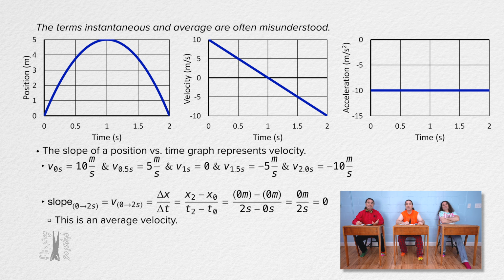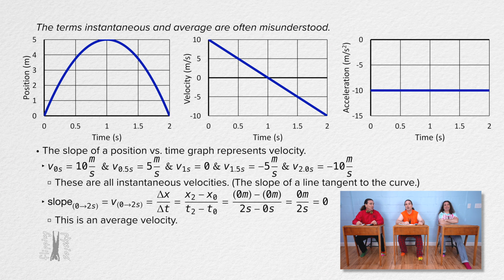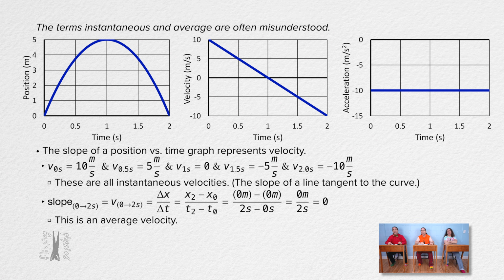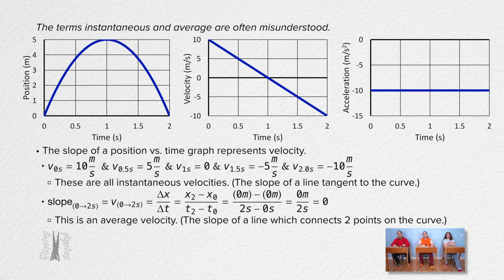And all of the velocities we determined before at 0, 0.5, 1, 1.5, and 2 seconds are all instantaneous velocities. So the slope of a line tangent to the curve is an instantaneous value, and the slope of a line which connects 2 points on the curve is an average value.